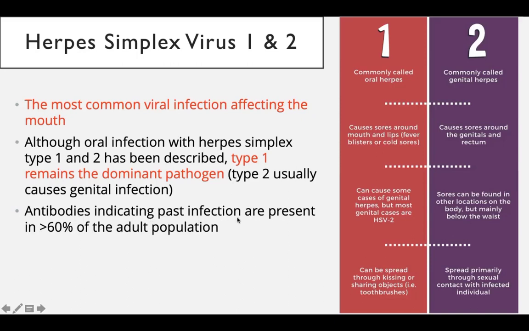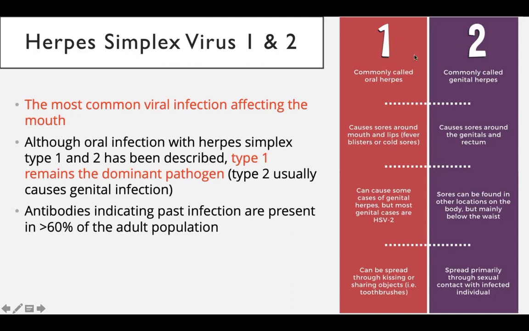Antibodies indicating past infections are present in more than 60% of the adult population. So this is very common, the most common viral infection. A lot of your colleagues and family members have this. It usually resolves itself. Maybe no need to go to doctors if it does not get severe or extended. Usually people don't go for oral infections, but maybe for genital infections they go because they are scared. Type 1 is more oral than type 2, whereas type 2 is towards the genital regions.